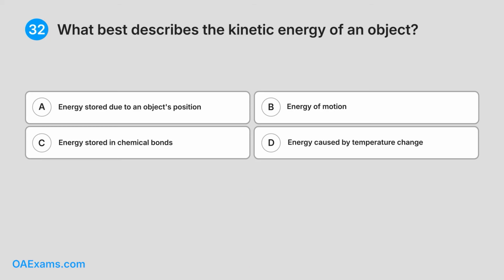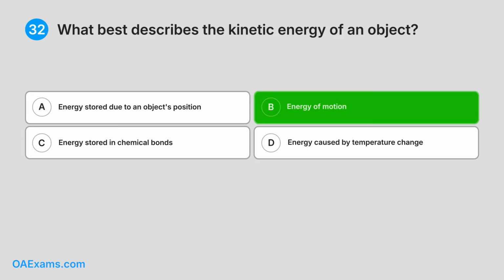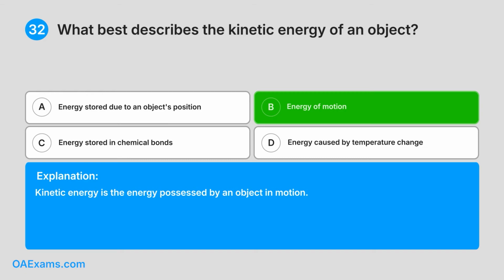Correct answer. B. Energy of motion. Explanation. Kinetic energy is the energy possessed by an object in motion.